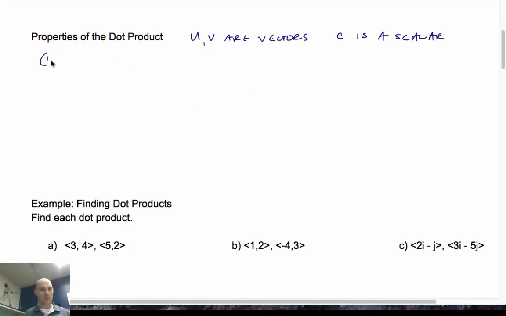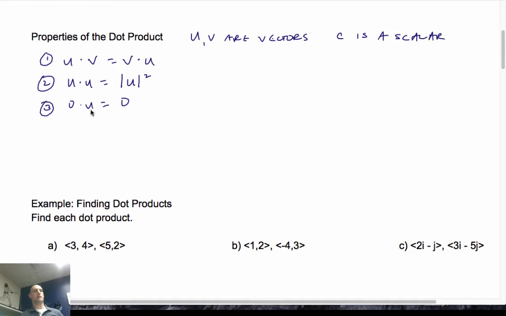So for example, u dot v is equal to v dot u, okay? So that's kind of like the commutative property, right? Doesn't matter the order. Number 2: u dot u is equal to the magnitude of u squared. Number 3: if I do 0 dot u, it's equal to 0, right? So think about that. If we've got the 0 vector, it'd be 0 times the first component plus 0 times the second component, so you just end up with 0.